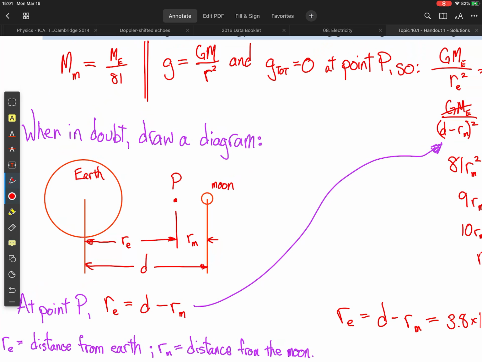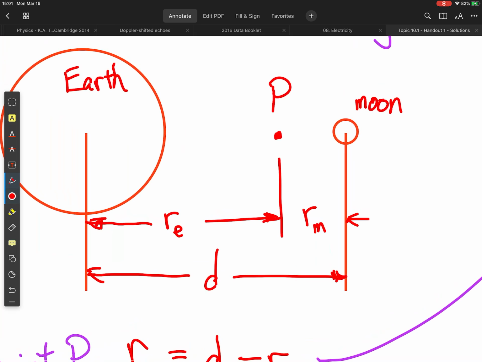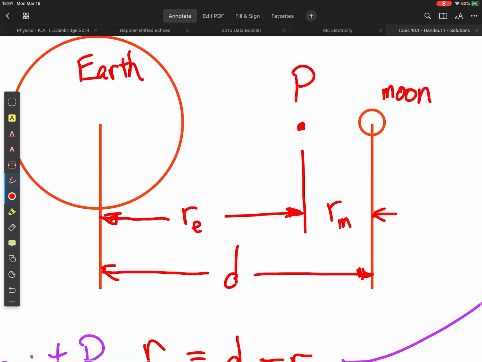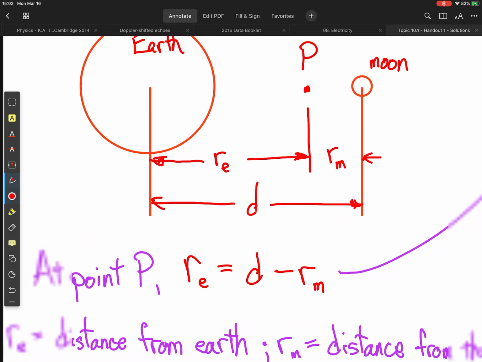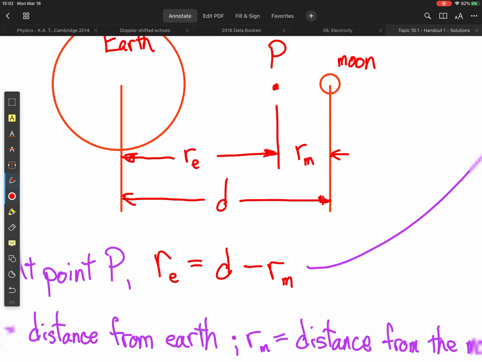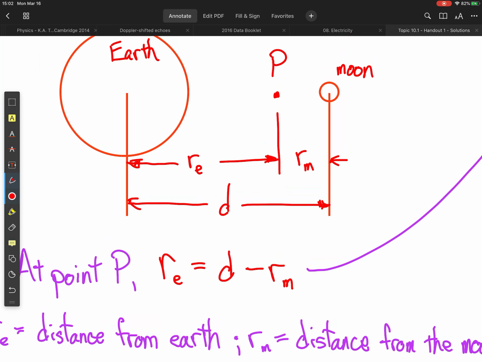Okay, so to point P, we have this distance r sub e, and we have this distance r sub m, and that is the distance from the moon to point P. The total distance between the Earth and the moon will be given by d, which of course is then a sum of r sub e and r sub m, okay? So at point P, we can easily say that r sub e is going to be the distance between the two bodies minus r sub m.